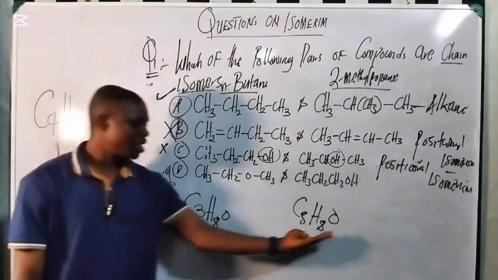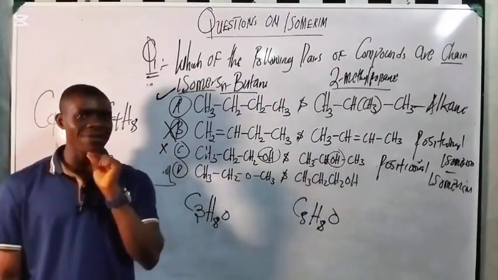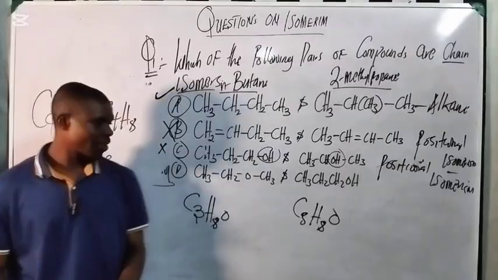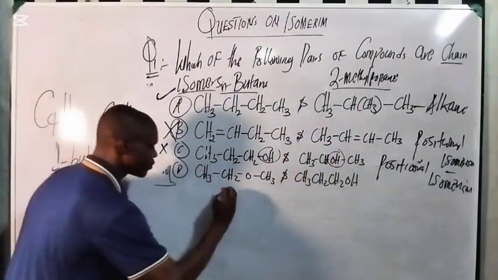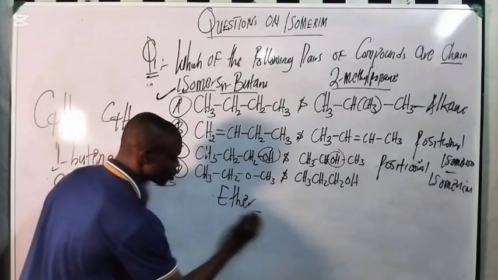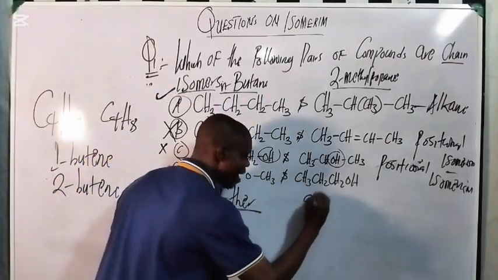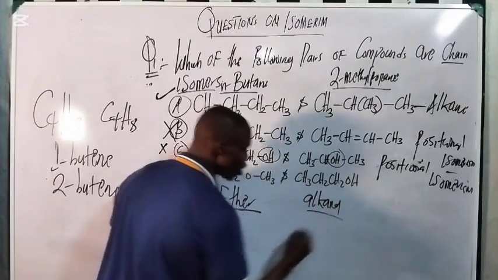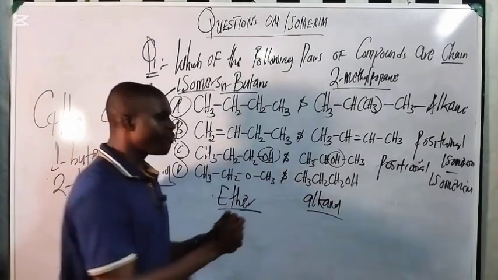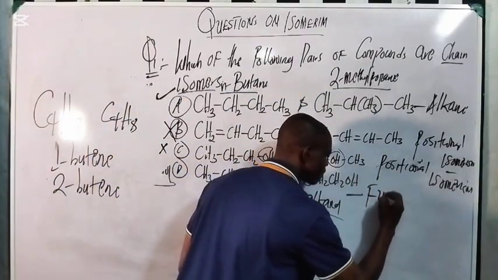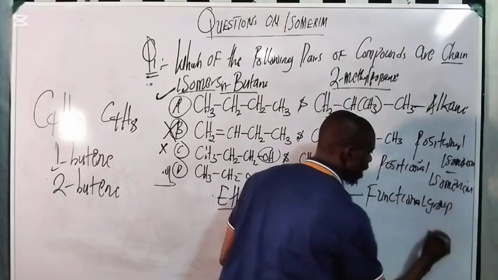So two of them have the same molecular formula. Of course, they are isomers. But if you check very well, the functional groups are not the same. This compound here is an ether. Ether functional group. This one is called an alkanol. So when two isomers have different functional groups, they are called functional group isomerism.